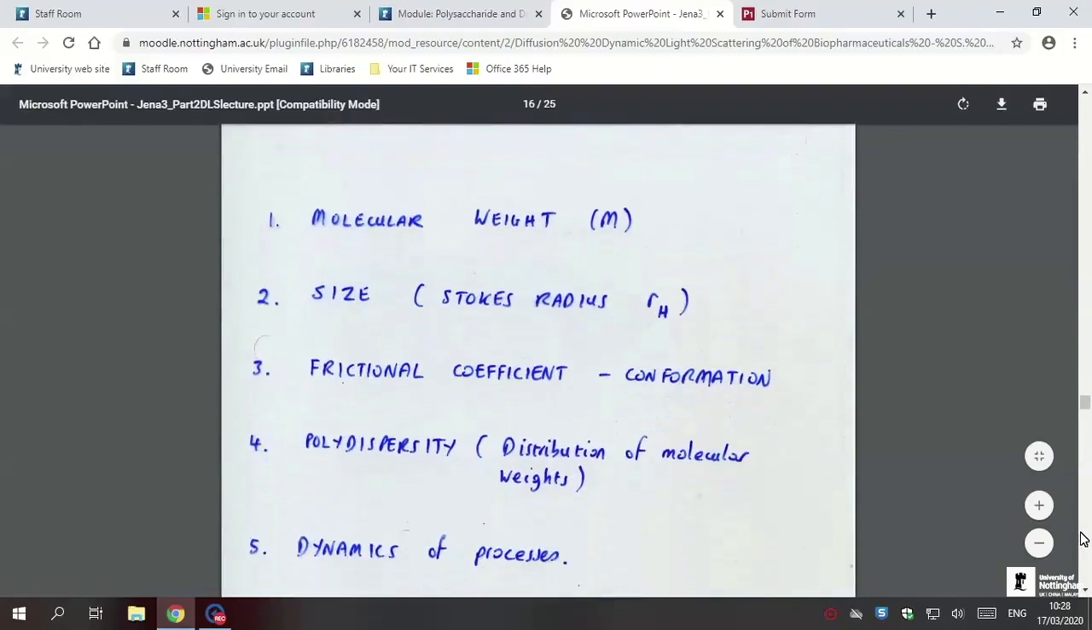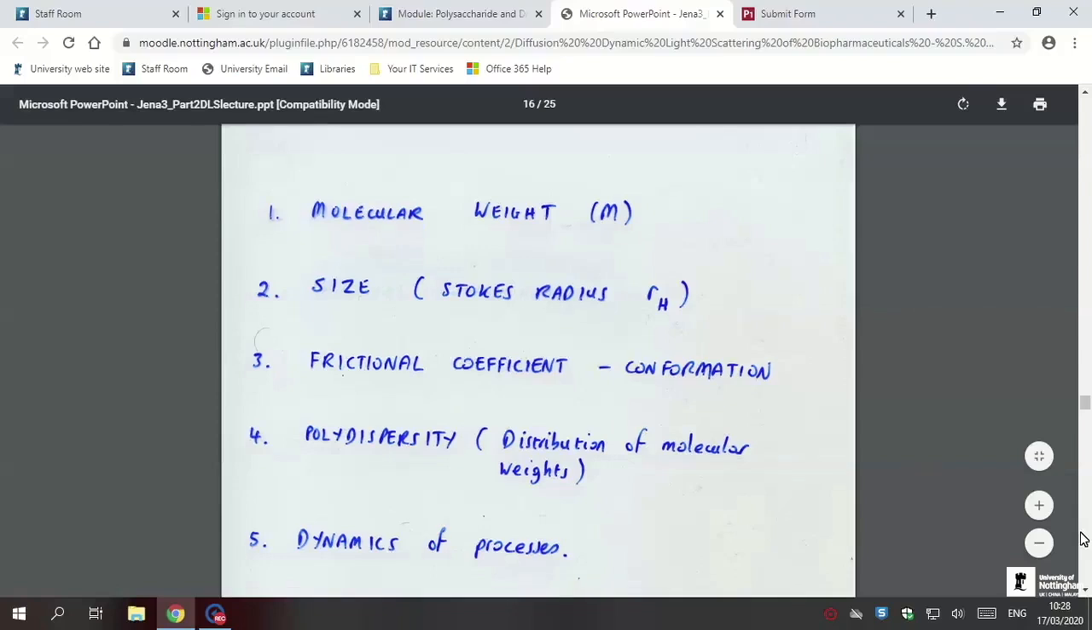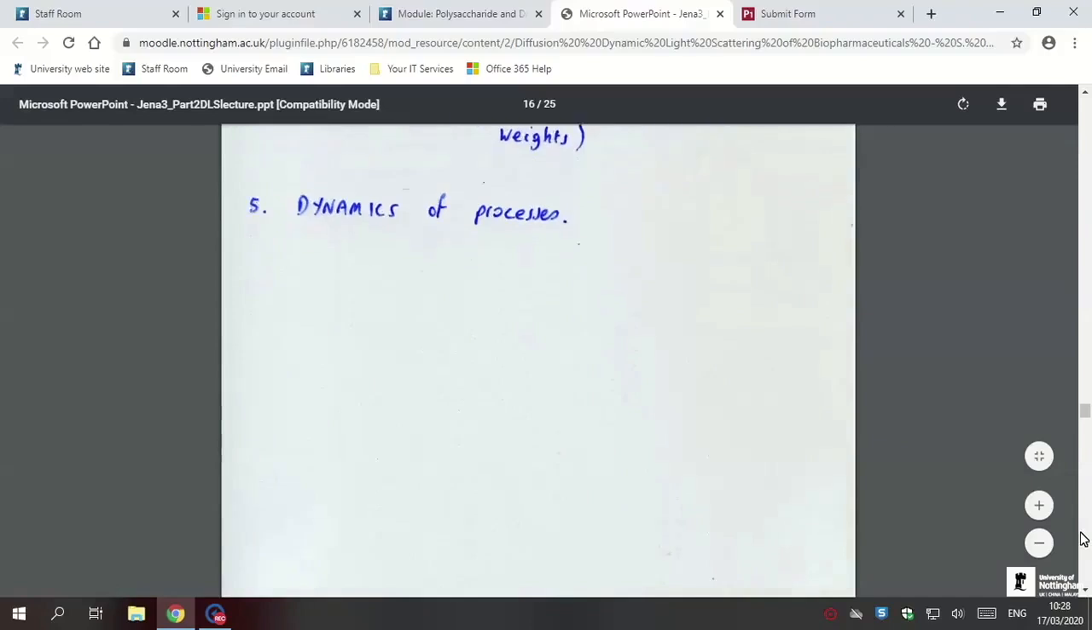Right. So let's just quickly go through this and what we can do with the diffusion coefficient once you measure it. And these are all relevant to biopharma. What's the molecular weight, size, conformation, polydispersity, particularly with this technique, and the dynamics of processes, looking at crystallization and this sort of stuff. Okay? Let's just quickly have a break.